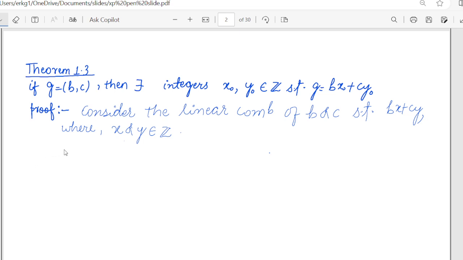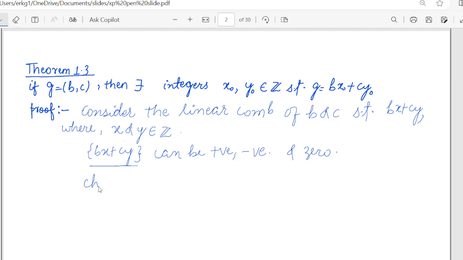Here, the value of these sets, Bx plus Cy, can be positive, negative, and 0. It is 0 when x and y both are 0.